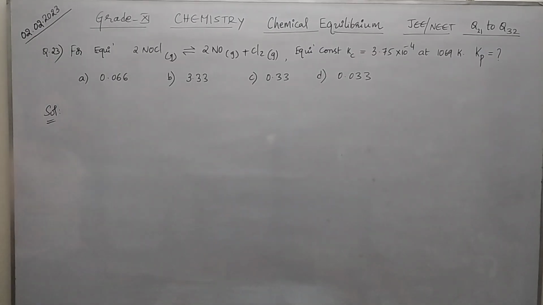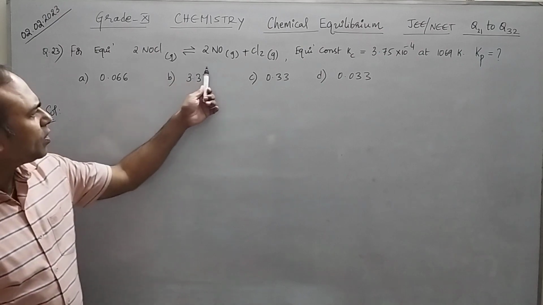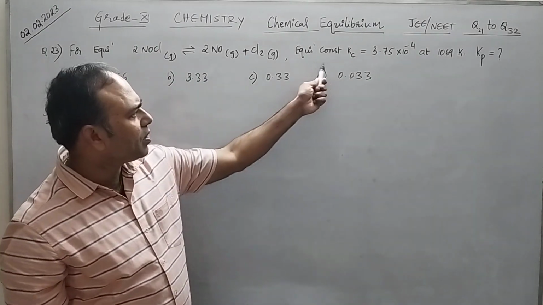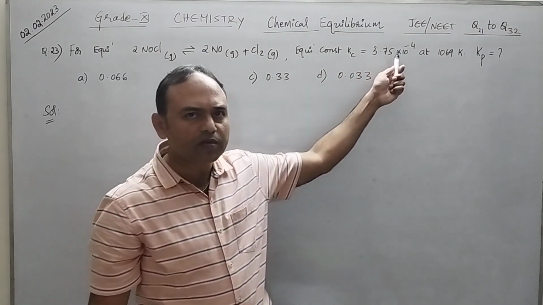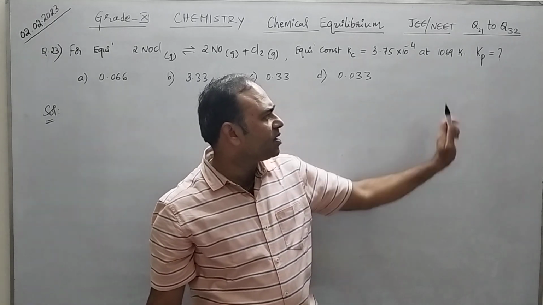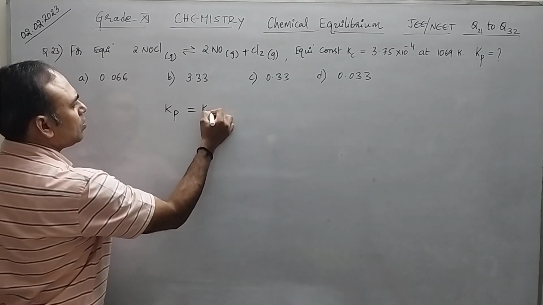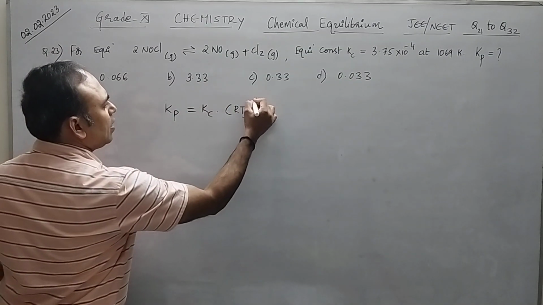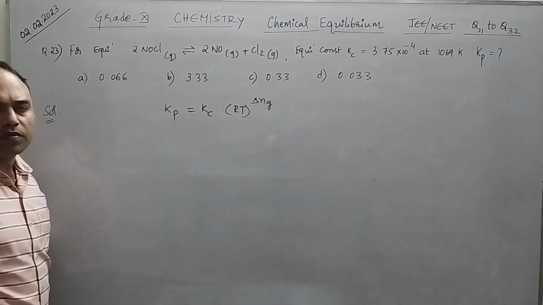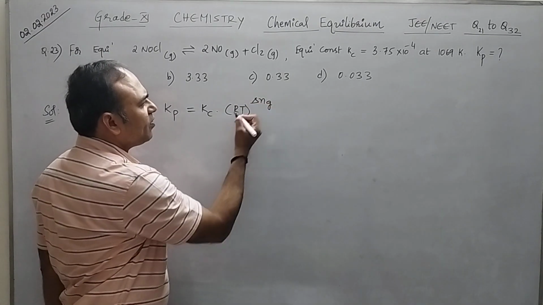Next, question number 23. For the equilibrium 2NOCl gives 2NO plus Cl2, they have given the equilibrium constant 3.75 into 10 to the power of minus 4 at 1069 Kelvin temperature. They are asking to find the Kp. We already know the relation: Kp is equal to Kc into RT to the power of delta Ng. First, let us calculate delta Ng for this.